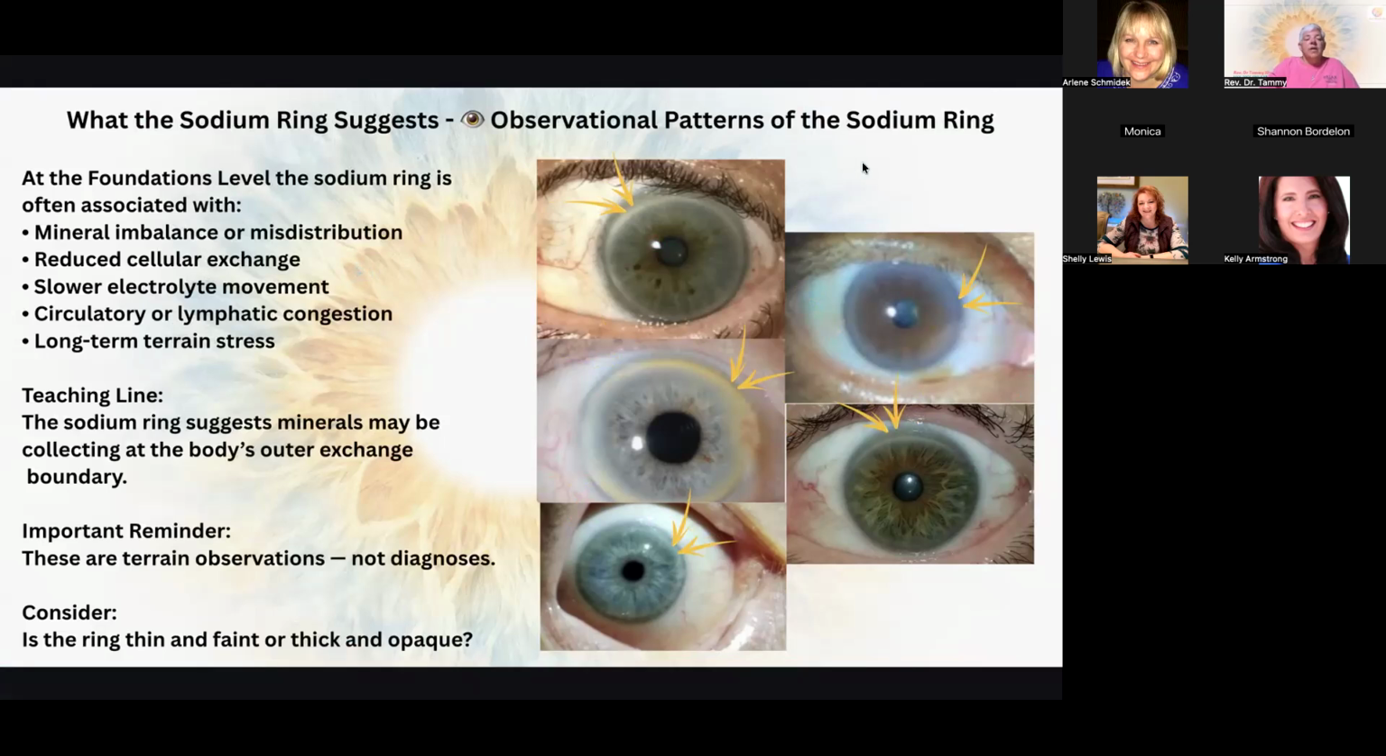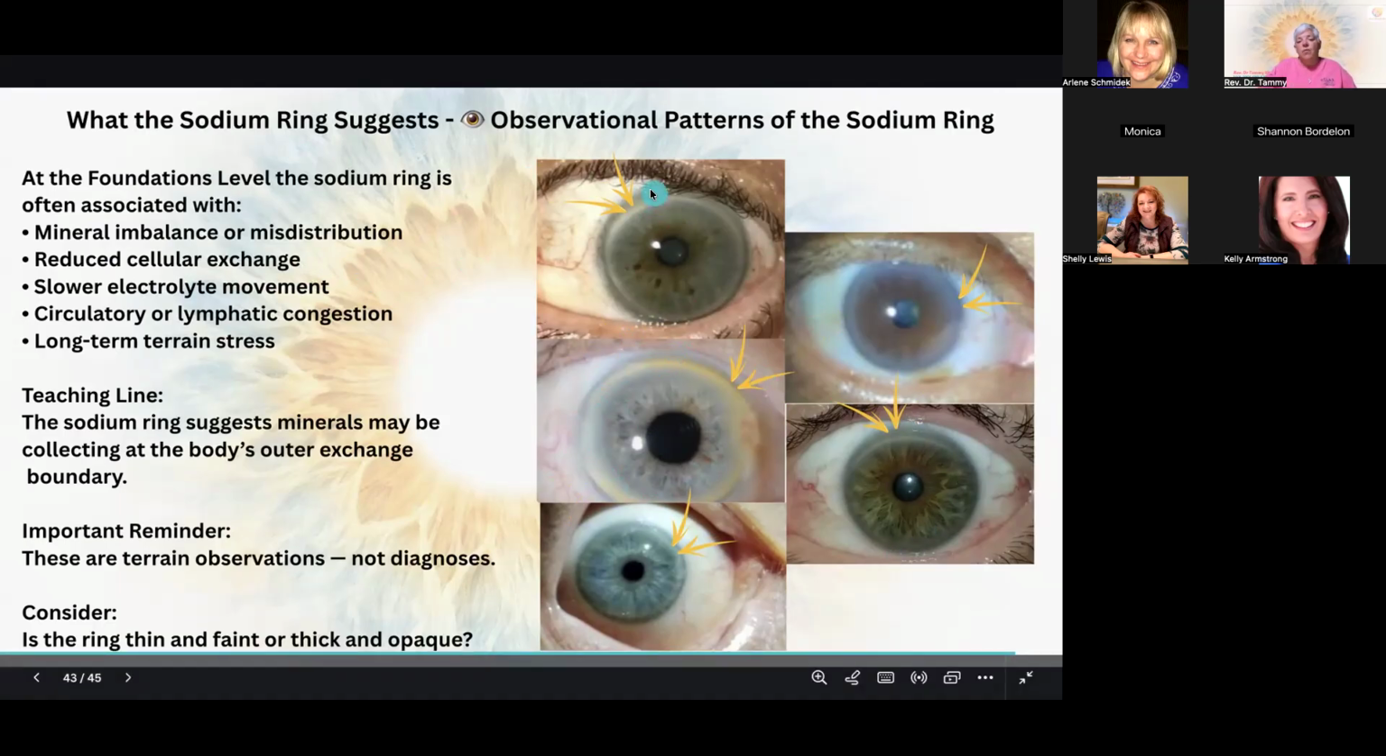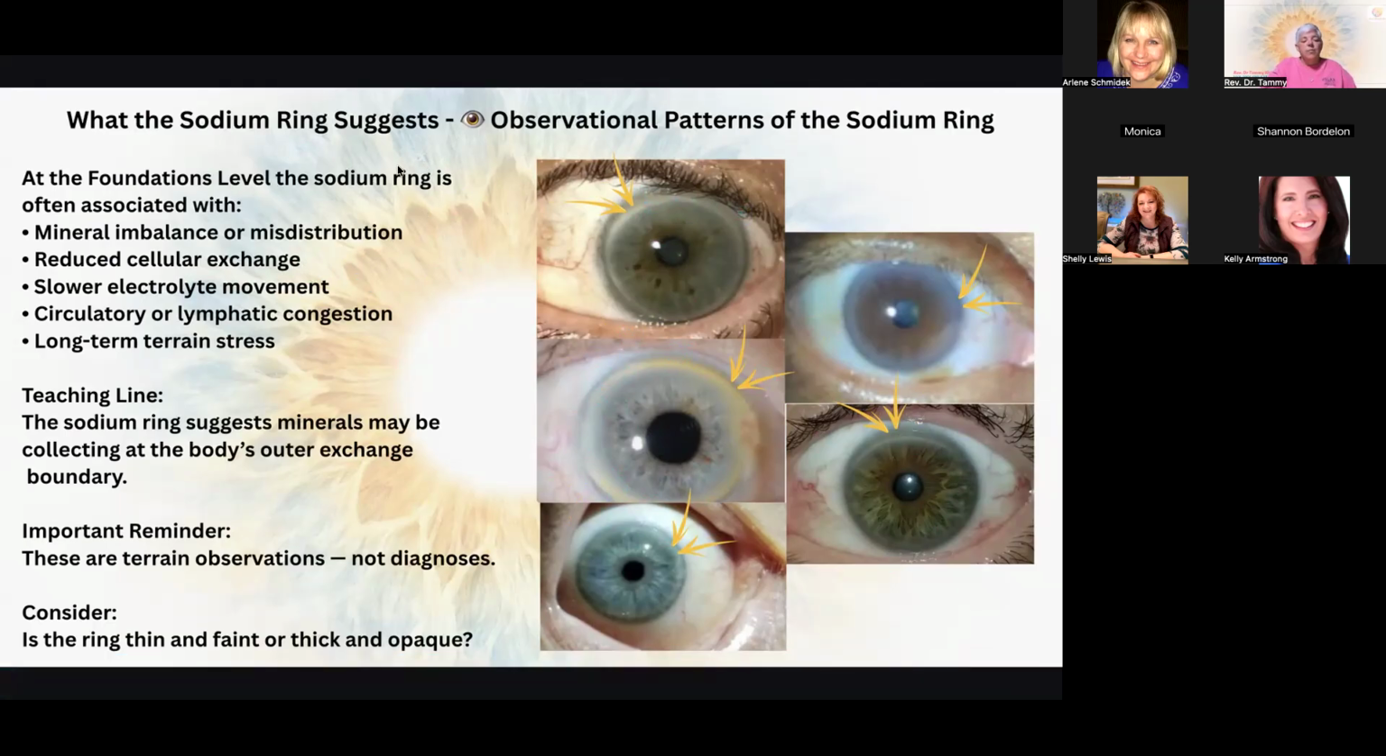This is really indicative of mineral imbalance and misdistribution, reduced cellular exchange, meaning that cells are not firing right, not releasing things properly, slower electrolyte movement, circulatory or lymphatic congestion, most definitely with all of these, and long-term terrain stress. And you can see that in every one of these irises. They've had long-term stress. The sodium ring suggests minerals may be collecting at the body's outer edge boundary. These are terrain observations, again, not diagnosis.